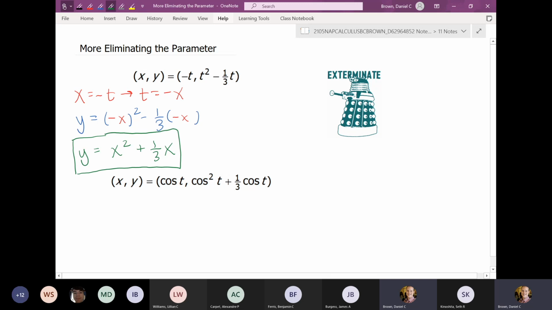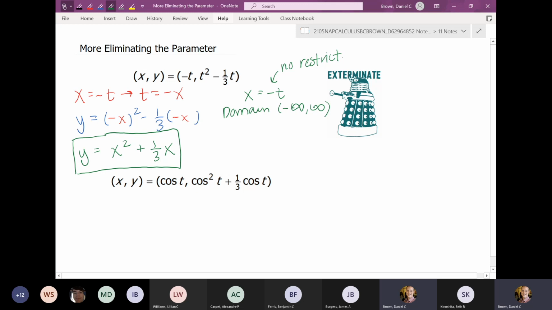How do we know if it's going to be the full parabola? Look again at the x equation. X is negative t. There's no restrictions that we can place on that. You can plug in any value for t. So I know that the domain of my graph is going to include all real numbers. So we do have the full parabola.